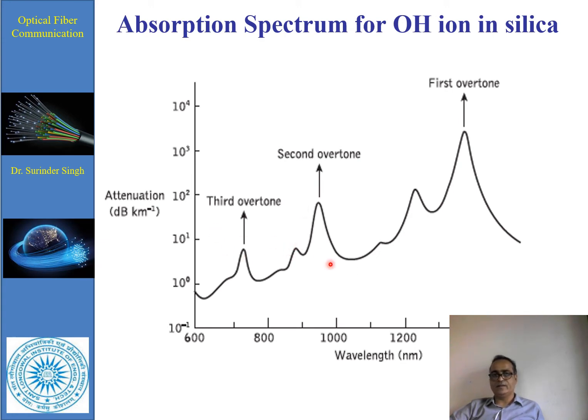In the longer wavelength region, the third overtone is observed at around 725. In the longer wavelength region around 1300 to 1500 generally, 1550 is less affected by OH, and here attenuation is only around 0.2 dB per kilometer, and it approaches 0.18 dB per kilometer as a practical limit.